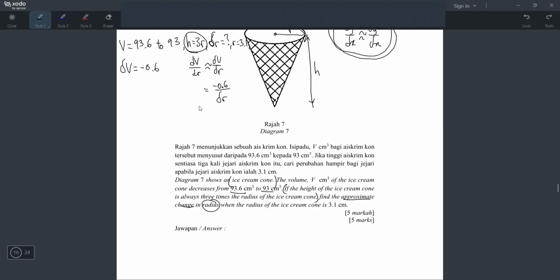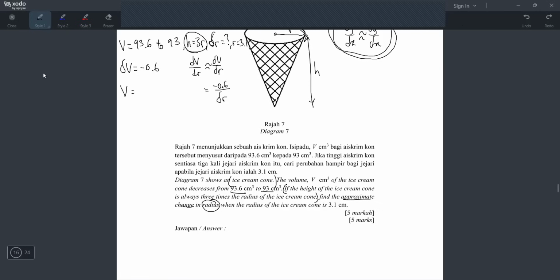So what do I have to find now? dV/dr. But how to find dV/dr? First, I need to have an equation of V in terms of R. Not R in terms of V, because if it is R in terms of V, it will be dr/dV already, right? So I need an equation V in terms of R. But in the question, did they give you any equation that is V in terms of R? No, right? They only give you H in terms of R.